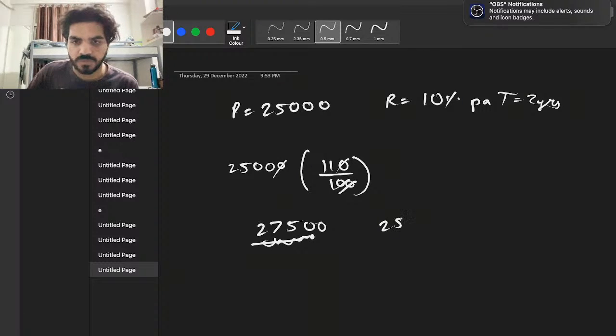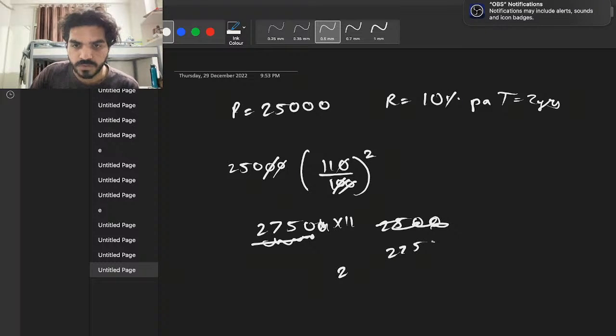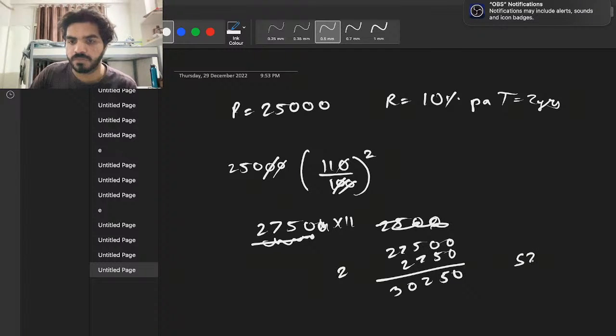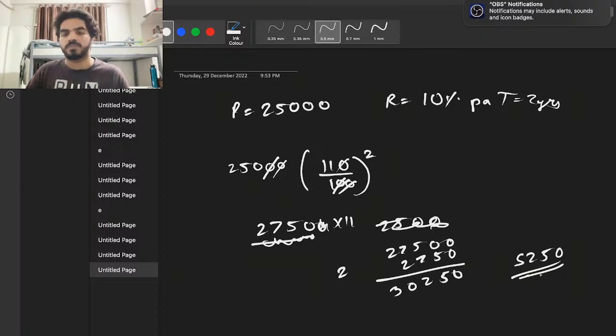So 25,000, 2,500 actually. Oh, this is the power of 2. So we'll cancel both of them out. And there will be 27 into 11. That gives 27500, 27500, 30250, and that means 5250 is the compound interest calculated.